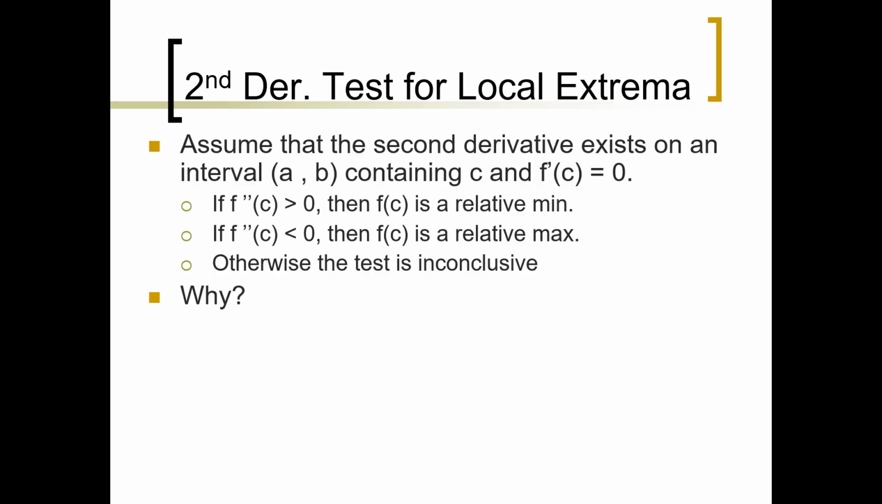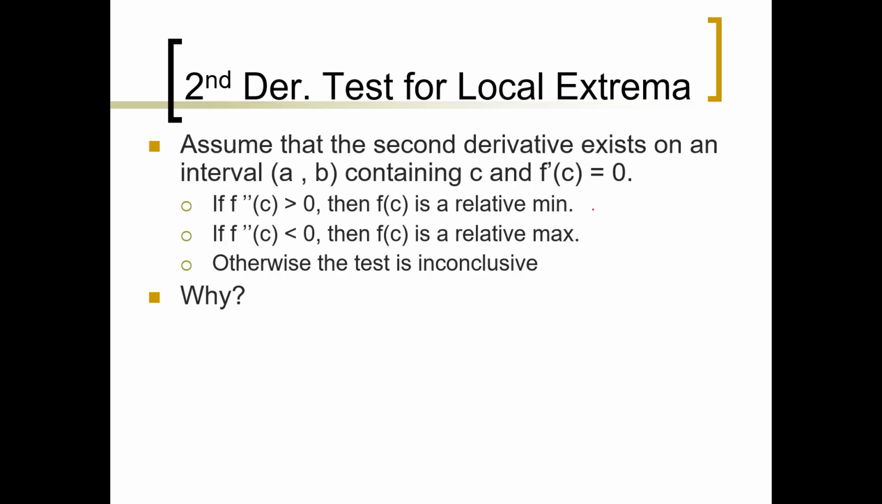Let's just assume that the second derivative exists on some open interval containing c, and that the first derivative at c is 0. If the second derivative at c is positive, then f of c is a relative min, and if the second derivative at c is negative, that would then mean that f of c is a relative max. Otherwise, the test fails. It's considered inconclusive.